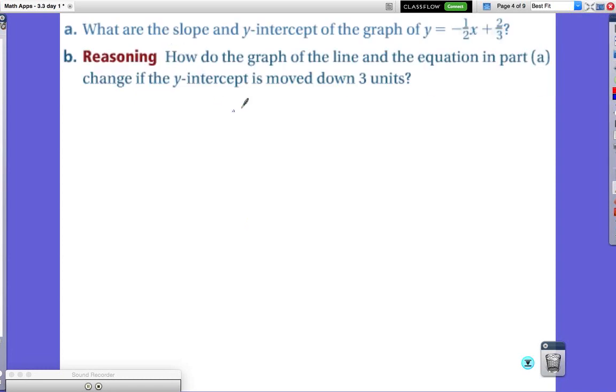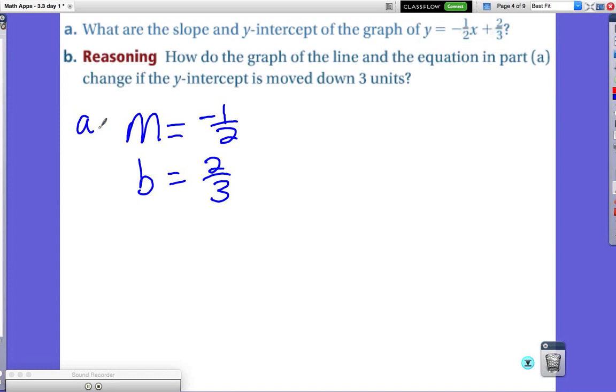So letter A here. What are the slope and the y-intercept of the graph? Same thing, we just need to identify both. m equals, b equals. Your slope this time is negative, and it's a fraction of 1/2. And your y-intercept is 2/3. Don't divide these, write your answers as a fraction, exactly how they show in the equation itself.